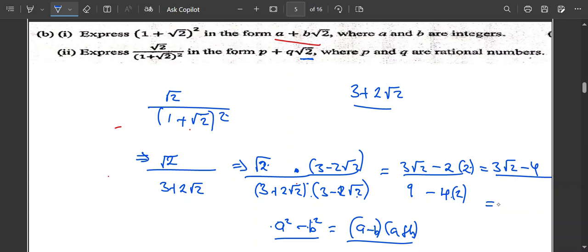So you leave it. In that form that they have specified, you can now write negative 4 plus 3 root 2 like that. So this is what we are supposed to write, in that form which they have specified. Okay, so that is it about that one. Let's go to the next page.